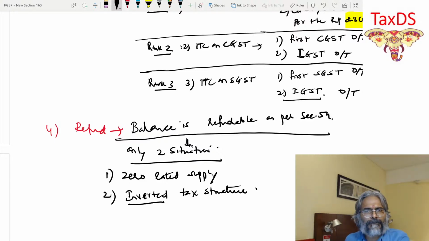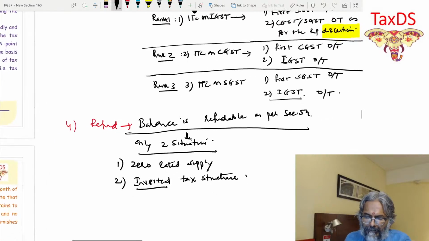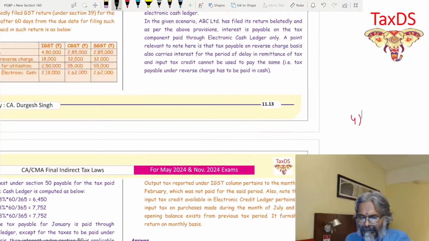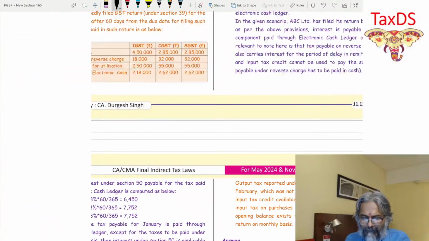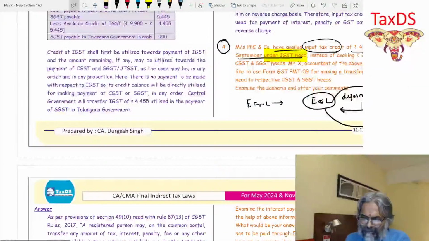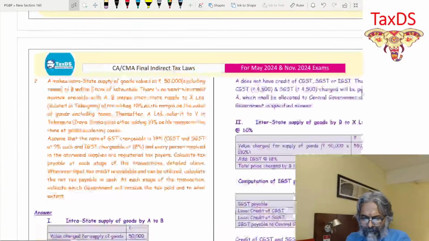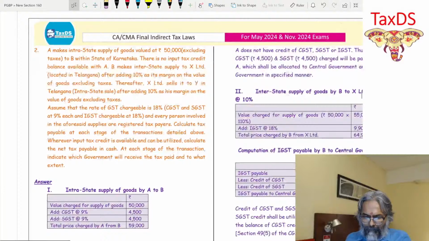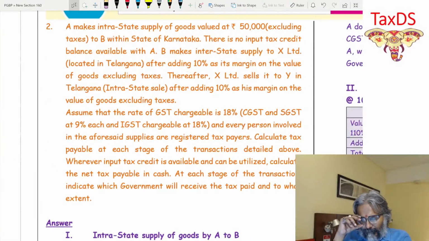Other than these two, students, you will not be getting any refund. I hope that all of you are clear with this one. With that, students, now let's have a look at question number 2 and 3.